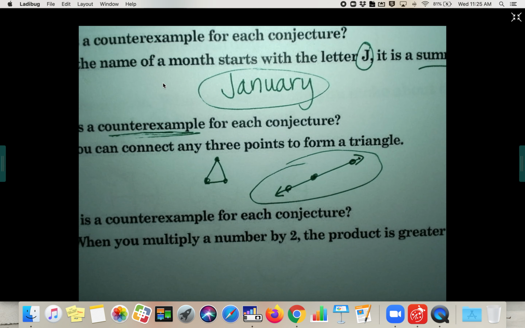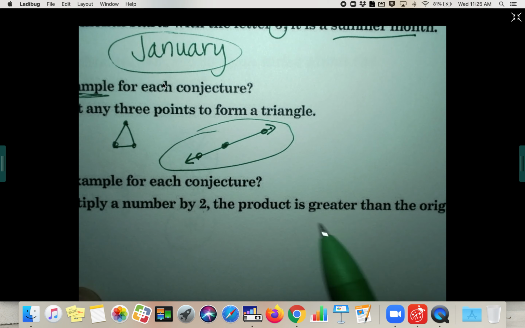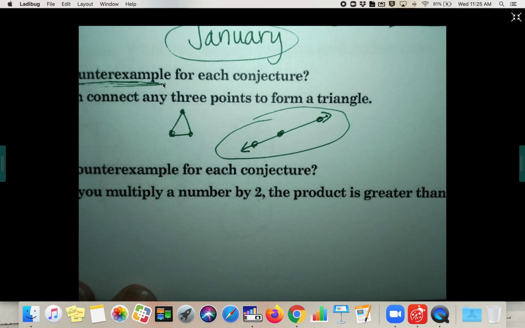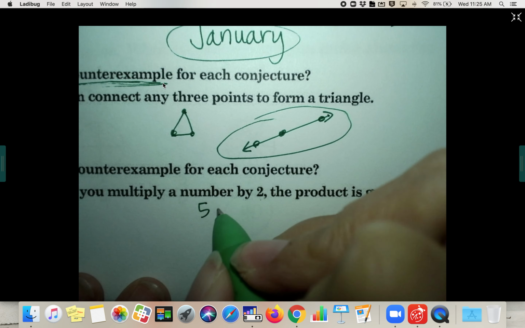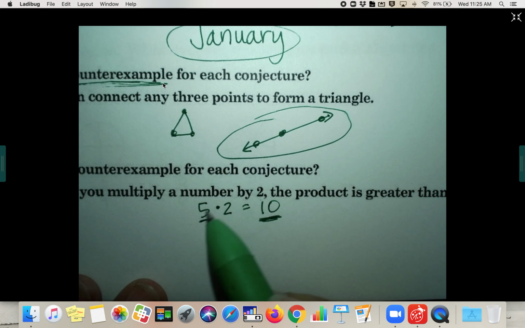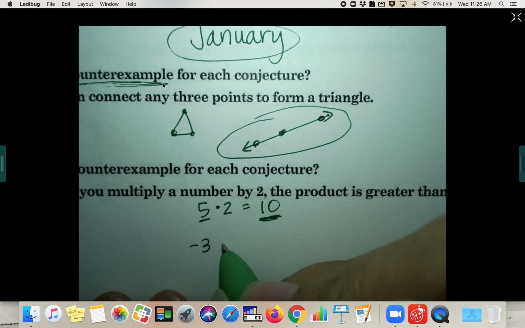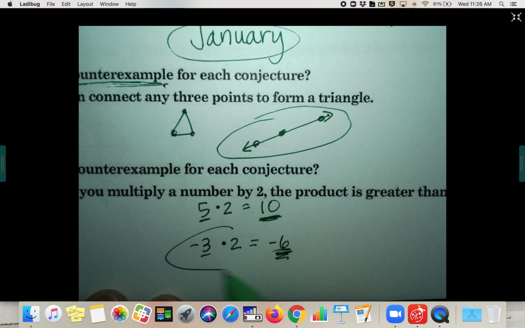All right, and then the last one, a counterexample of when you multiply a number by 2, the product is greater than the original number. So basically they're saying take any number, let's say 5, times 2, and the product of that is greater than the original number. So yeah, most of the time that is very true. So what is a counterexample that would prove that this is not always true? I think right off the bat of a negative number. So -3, for example. When you multiply that by 2, it does not get greater. It most definitely becomes smaller. -6 is much smaller. So this is my counterexample.